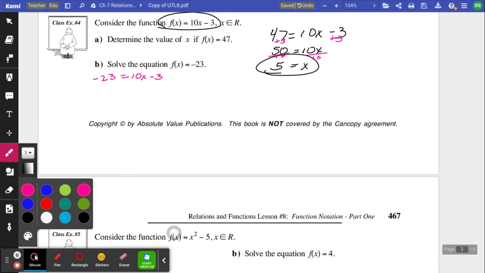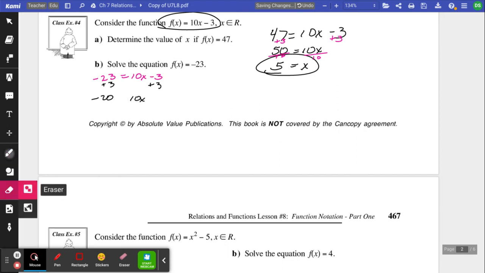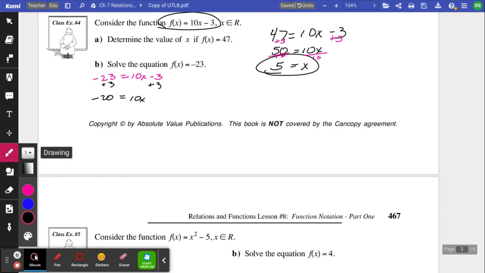So now we can solve. We've seen this before. I've seen this since 8th grade. We've been doing this for a long time. You add 3 to both sides. You get negative 20. Copy, copy, copy. And the last step, divide by 10. Lo and behold, x is equal to negative 2. Done deal. Okay. You with it? Okay, quick.